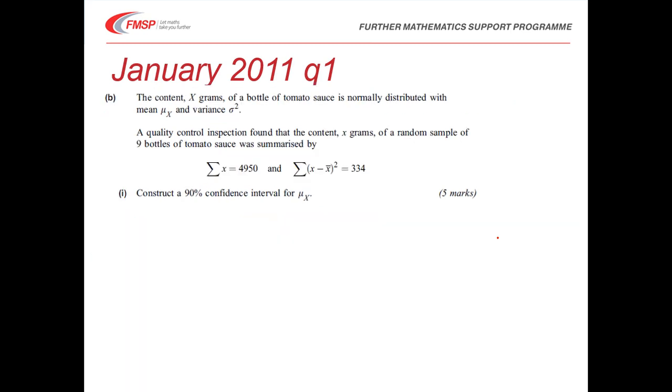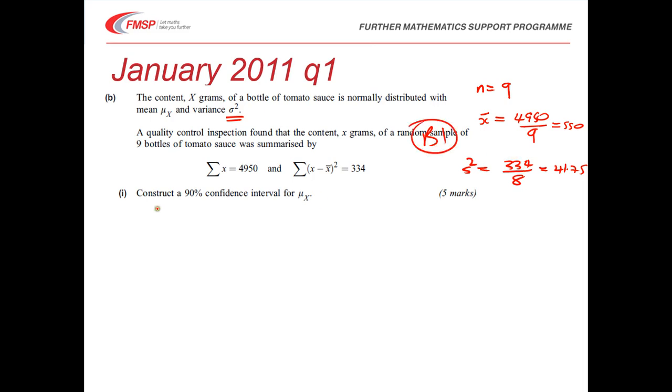Now, the content X grams of a bottle, we're not given the variance, so here we've got a little bit more work to do. A quality control inspection found the content is this. It's practically the same question as before. So we need your information. n is equal to 9. The mean is going to be 4950 divided by 9, which is 550. S squared is going to be 334 divided by 8. Don't forget it's n minus 1. So 41.75. You get a B1 mark for working those out.